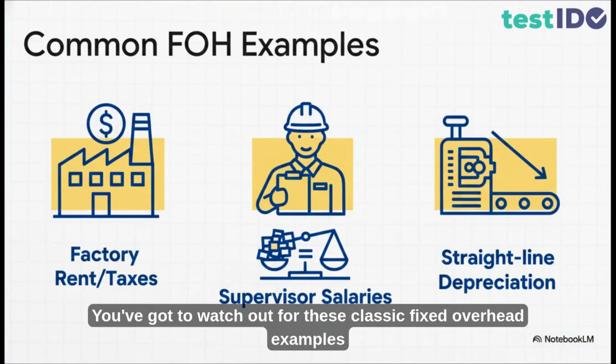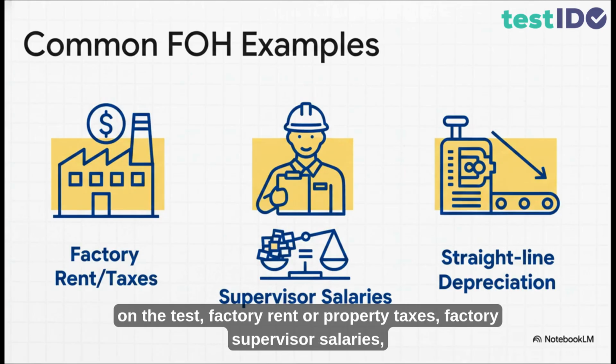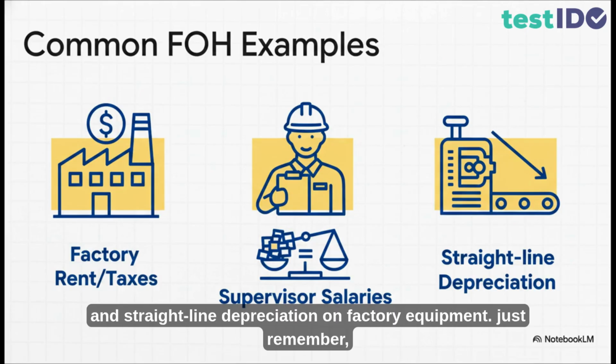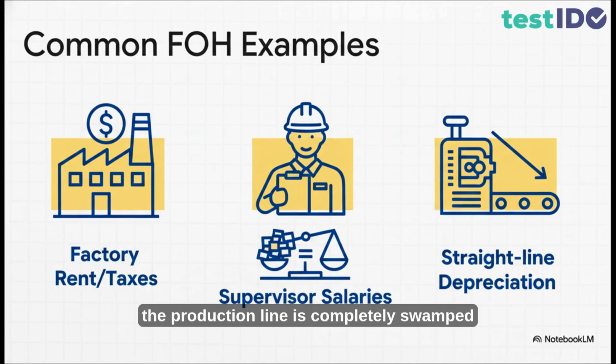You've got to watch out for these classic fixed overhead examples on the test: factory rent or property taxes, factory supervisor salaries, and straight-line depreciation on factory equipment. Just remember, a factory supervisor gets paid the exact same total salary whether the production line is completely swamped with a massive backlog or totally dead.